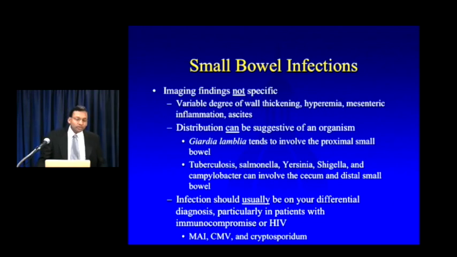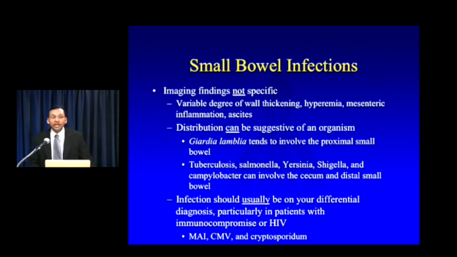Now, small bowel infections can also result in lower GI bleeding. And unfortunately, in most instances, you are not going to be able to make a specific diagnosis as to the pathogen based on the CT findings, but it is worth noting that the distribution of bowel involvement can at least suggest an underlying organism. For example, Giardia tends to involve the proximal small bowel in the left upper quadrant, whereas things like TB, Yersinia, Shigella, Campylobacter more often involve the cecum and the distal small bowel.